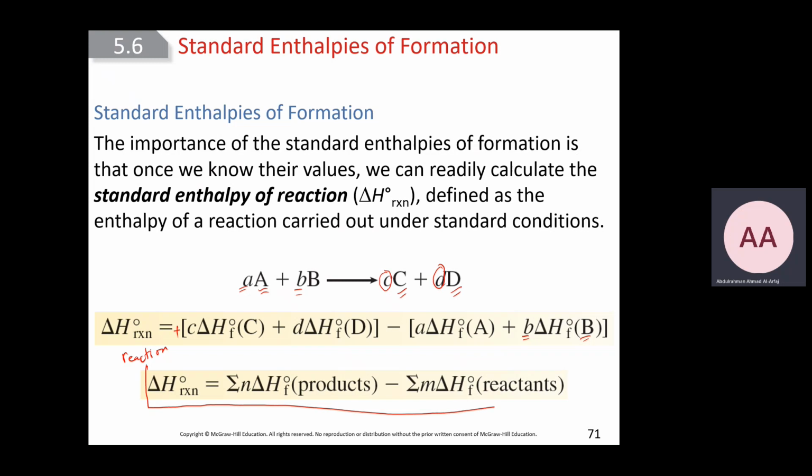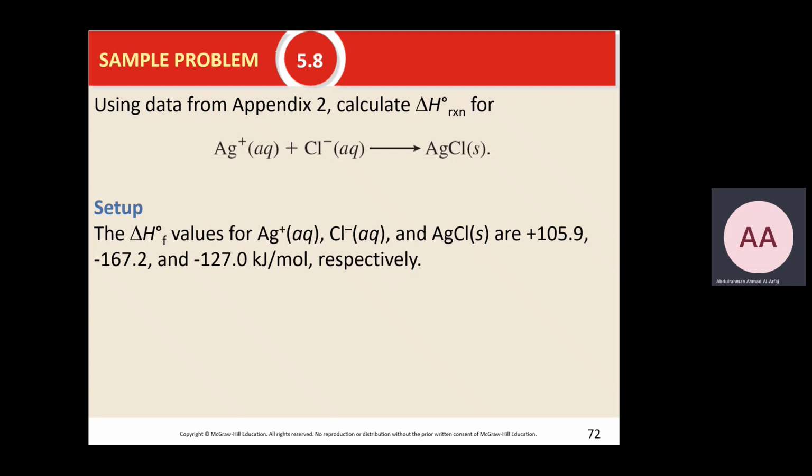It's very easy. You don't need to memorize it; you need to know it actually. This is the summation of all products minus the summation for the reactants. Example, if I want to calculate the heat of reaction for this one, what is it? Delta H of reaction, Rxn, equals the heat of formation of AgCl, and I will multiply it by 1 because there is 1 here. And I will keep it as it is, okay?